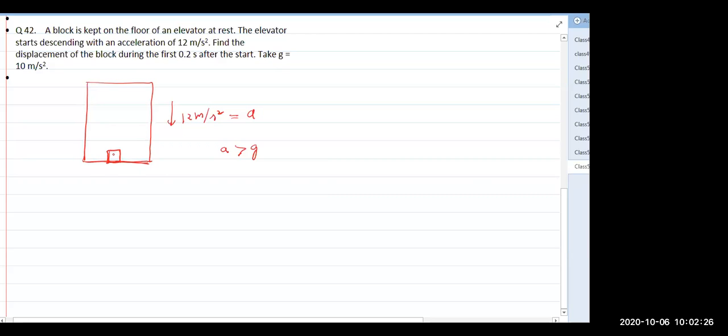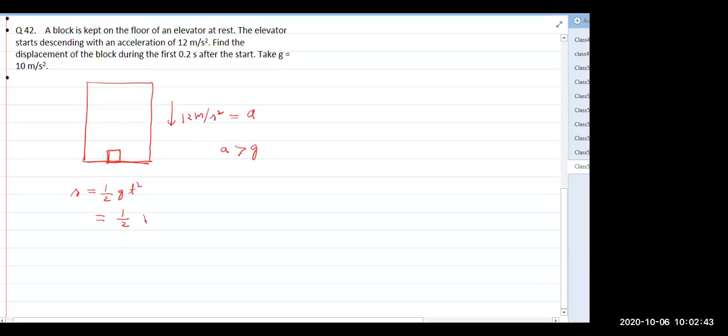Now it is in the air, so it is falling freely under gravity. How much will it displace in 0.2 seconds? That we can find very easily. S equals half g t square. It will fall under gravity because it is now not in contact with the surface. It is falling freely.